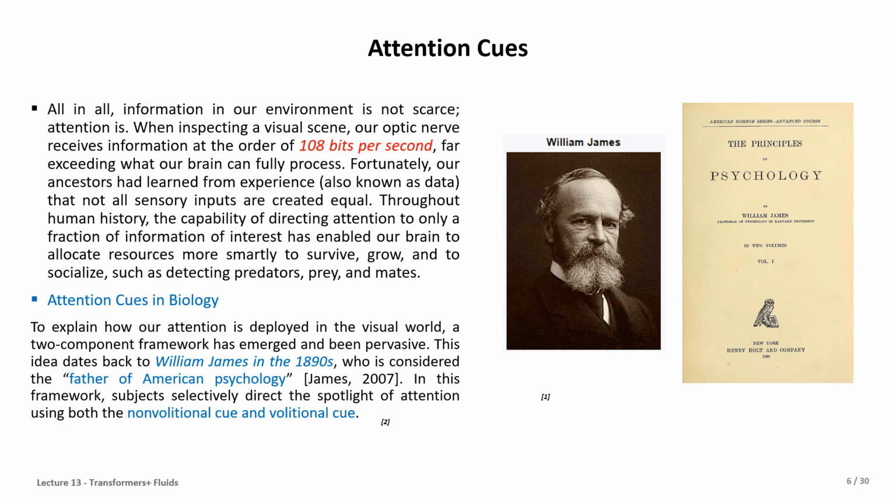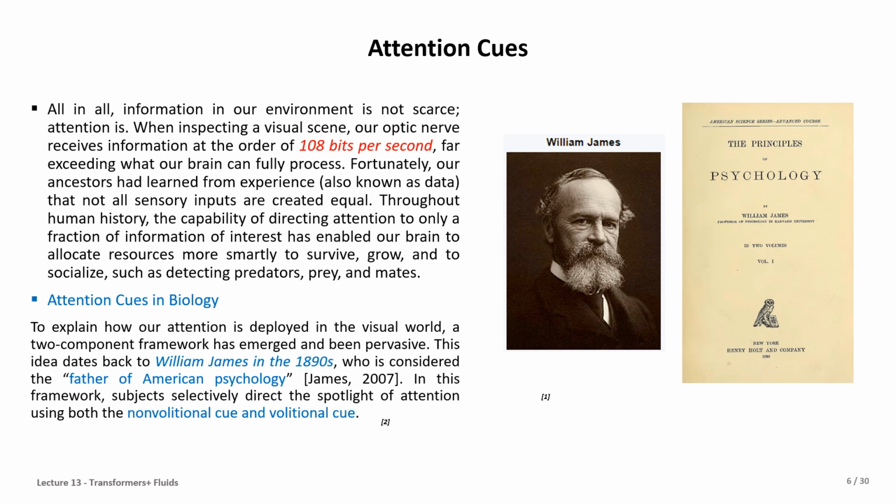Let's start the first part of this lecture by explaining the attention mechanism and how it is connected to some psychology principles. Usually, humans receive information from the environment through nerves or cues. For example, when inspecting a visual scene, our optic nerve receives information on the order of 10^8 bytes per second, far exceeding what our brain can fully process.